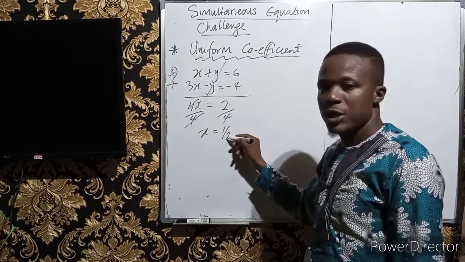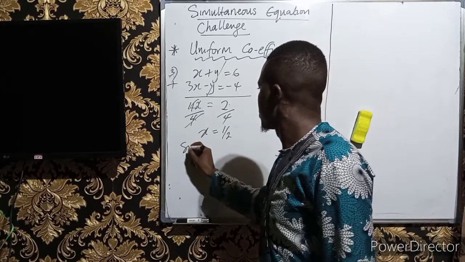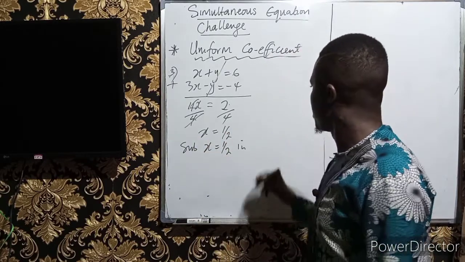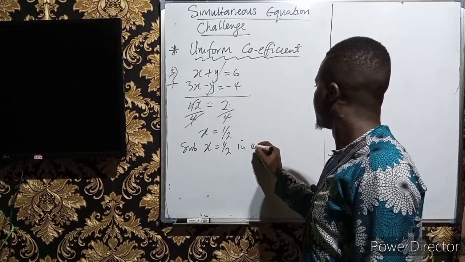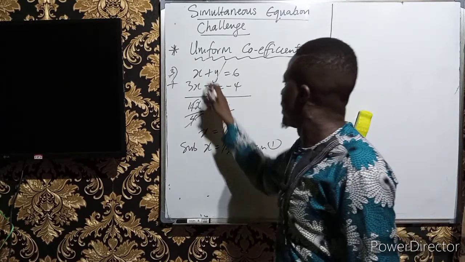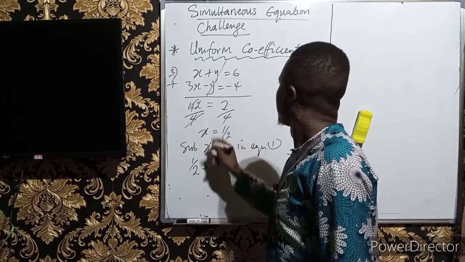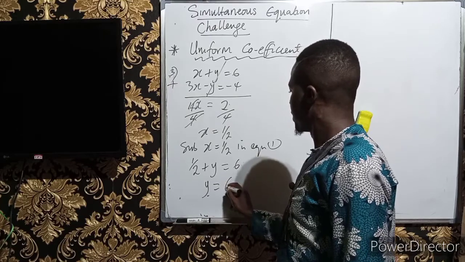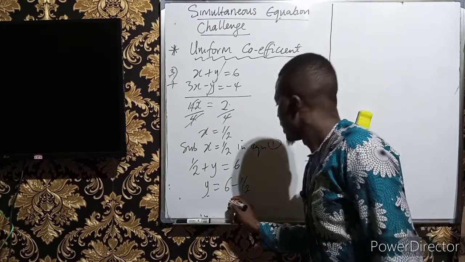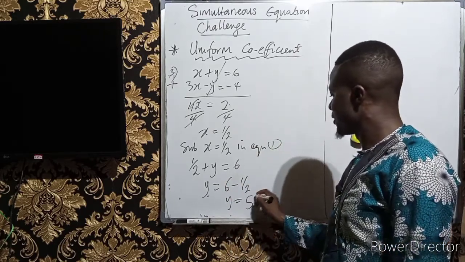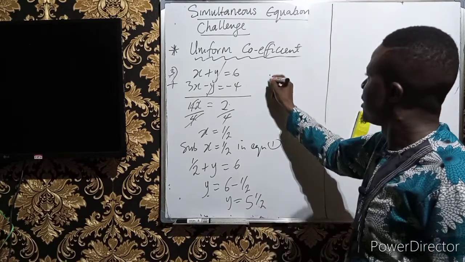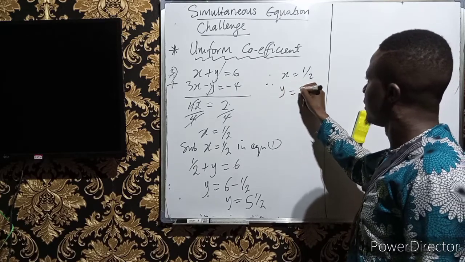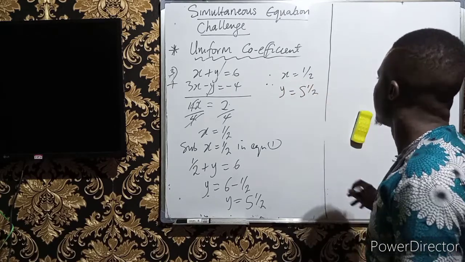Because 2 here is 1, 2 here is 2. So I can now substitute x equals 1 over 2 in any of the equations, say equation 1. So seeing x, I'll put half plus y equals 6. So y is just 6 minus half. And 6 minus half will just give us 5 and a half. So therefore, x is half and y is 5 and a half.